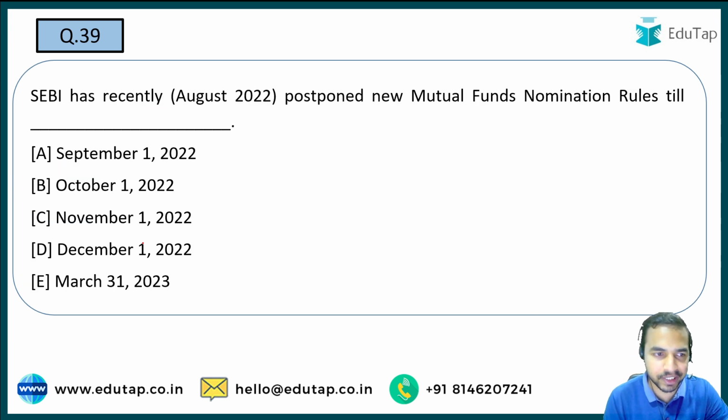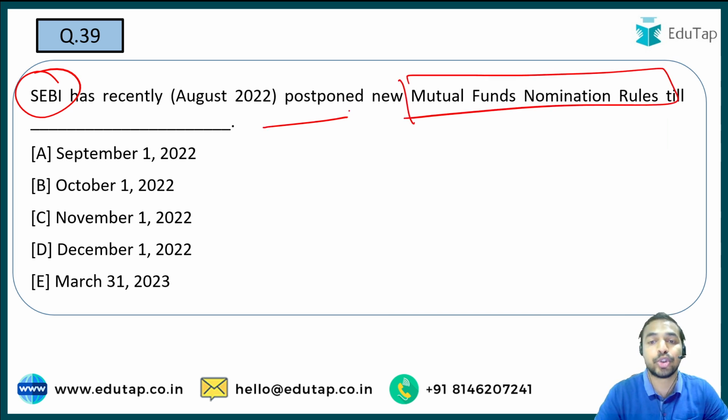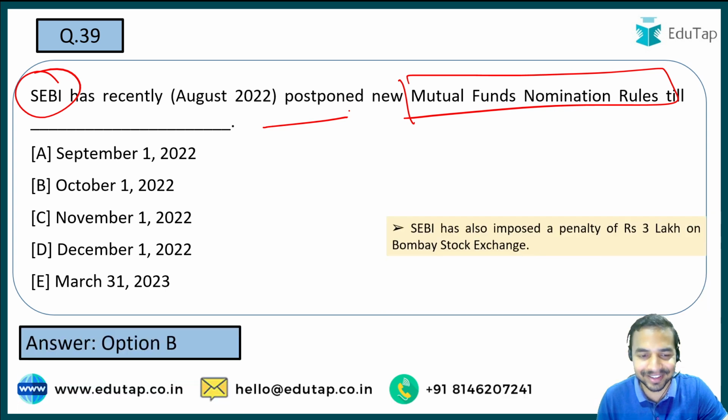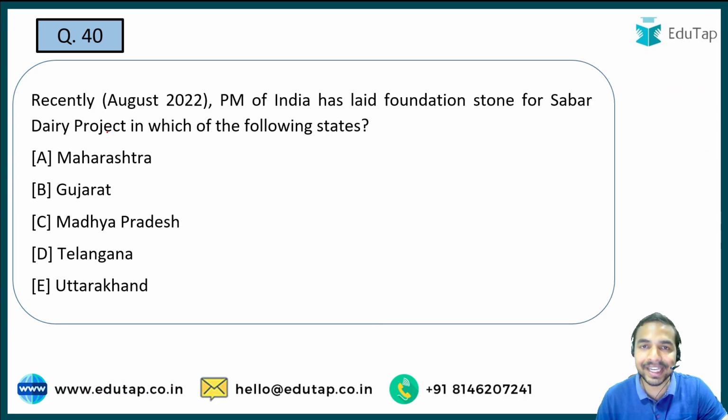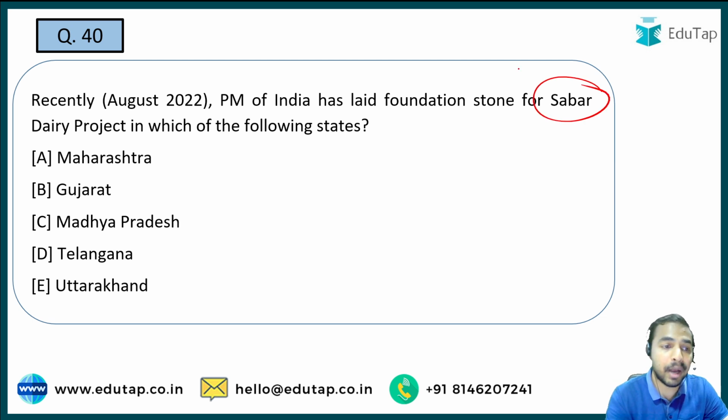So guys, the next question is: SEBI has recently postponed new mutual fund nomination rules. तो recently mutual funds nomination rules were launched by SEBI, but उन्होंने अब उसको postpone किया है, and you are required to tell me कि वो किस डेट तक postpone किया गया है Securities Exchange Board of India द्वारा. And guys, here the right answer to the question is October 1st, 2022. ठीक है जी. Let's move on to the next question. Next question is, recently Prime Minister of India has launched साबर डेयरी प्रोजेक्ट.